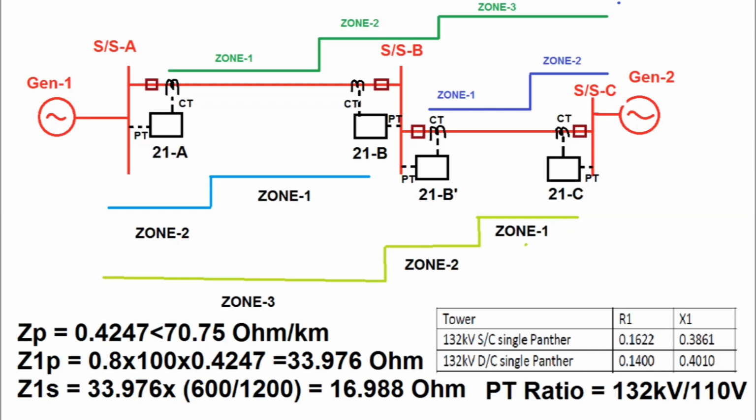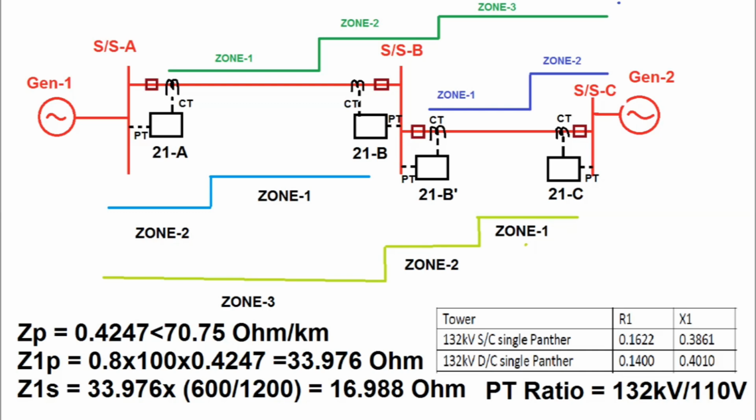Now zone 1 secondary. In order to get the secondary value, we have to multiply it by the factor CT ratio by PT ratio. Let us consider that the CT ratio is 600 by 1, and it is a 132 kV line, and the PT ratio is 132 kV by 110 V, which is nothing but 1200. So the factor is 600 by 1200, which is equal to 0.5.